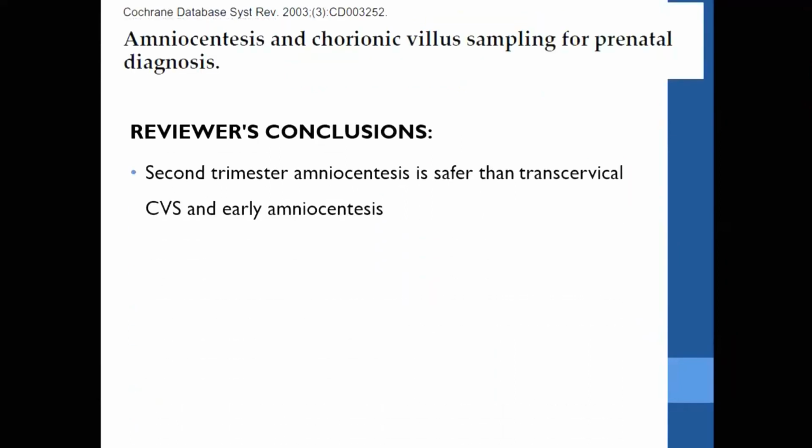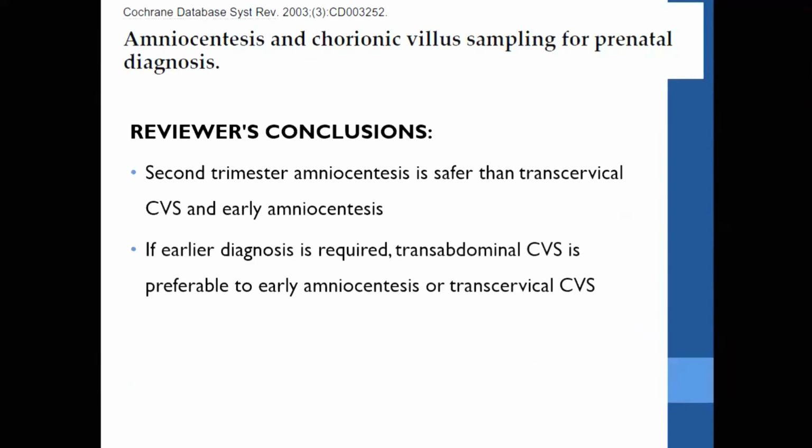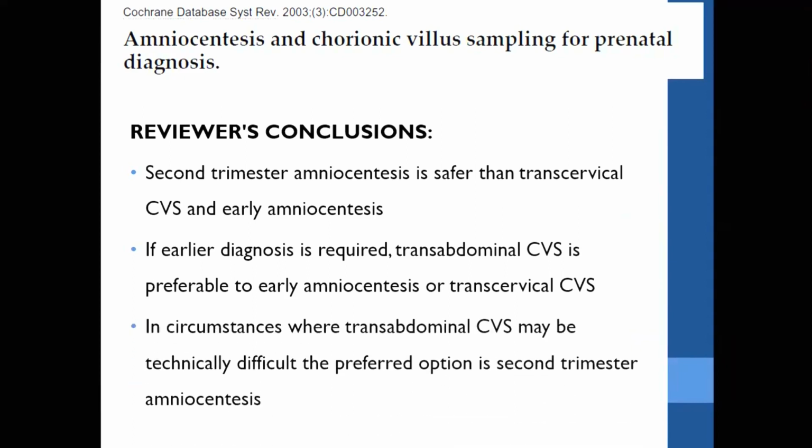So this was a Cochrane review. They have said that second trimester amniocentesis is safer than transcervical CVS and early amniocentesis. If earlier diagnosis is required, we can go for transabdominal chorionic villus sampling.